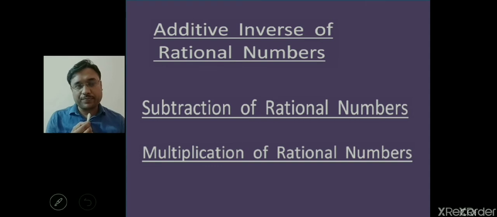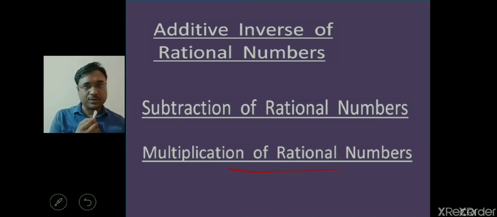Today we are going to study the additive inverse of rational numbers, subtraction of rational numbers and multiplication of rational numbers, and some problems we will solve based on this. Now let us start, students.